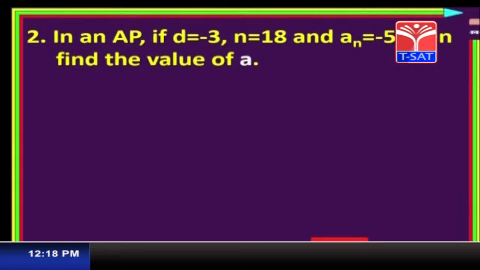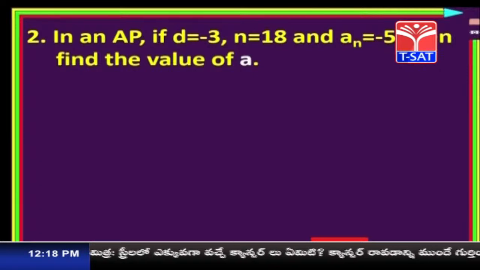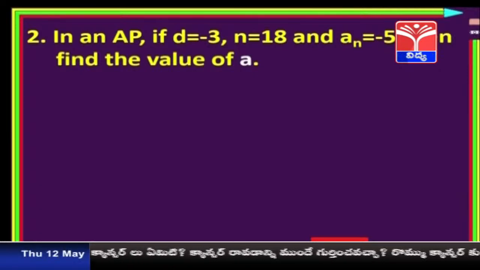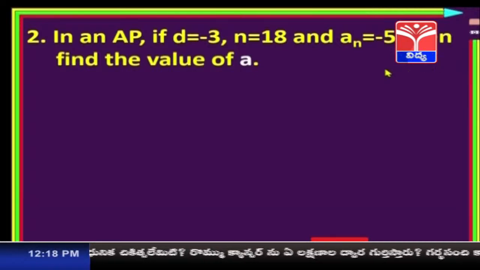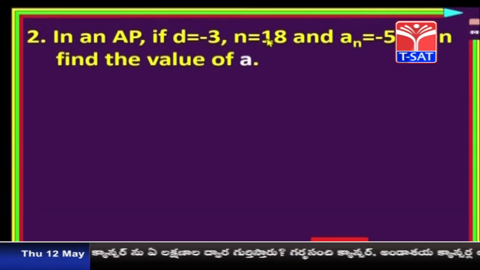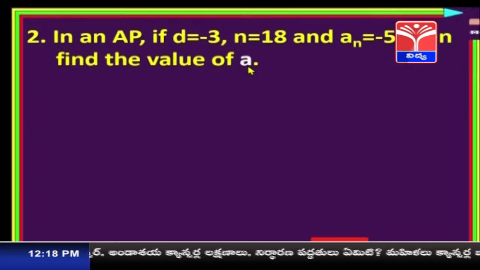Right. Next, second problem. In an AP, if d is equal to minus 3, n is equal to 18 and the nth term is also given, that is minus 5, then our aim is to find the value of a. In the previous problem we estimated the common difference. In this problem the common difference, number of terms and nth term were provided. So, we should find the value of a.